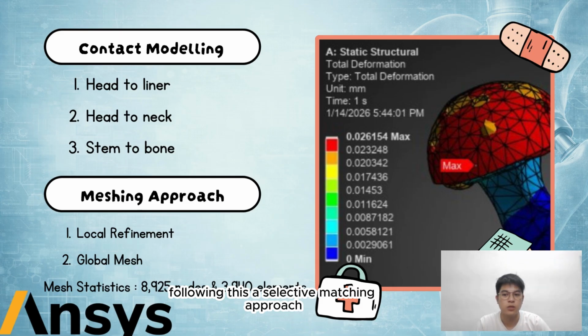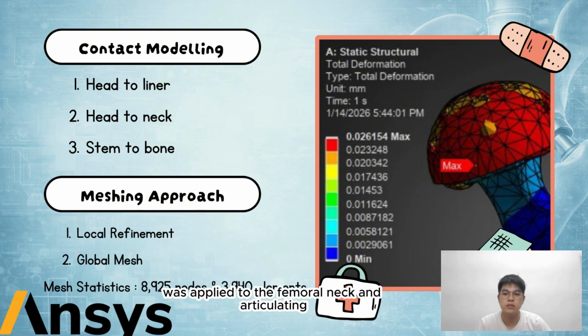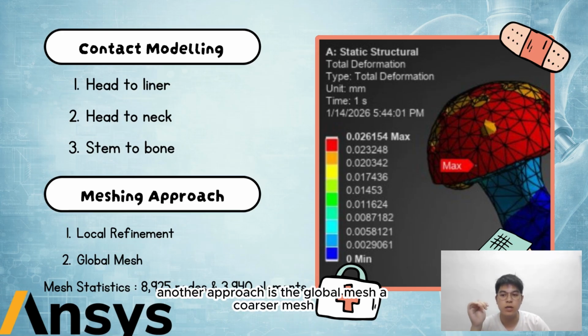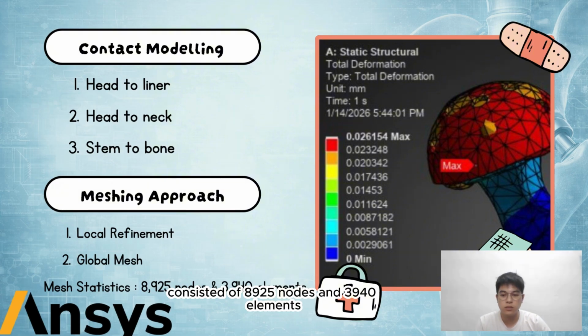Following this, a selective meshing approach was adopted for our model. One of the approaches is local refinement, where the default element sizing was refined on the femoral neck and articulating surfaces. This refinement was to capture the high stress gradients and contact pressures within our model. Another approach is the global mesh. A coarser mesh density was employed for the distal stem and other non-critical areas. In the end, the final discretized model consisted of 8,925 nodes and 3,940 elements.